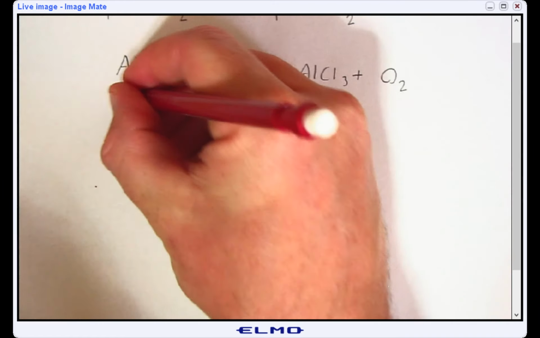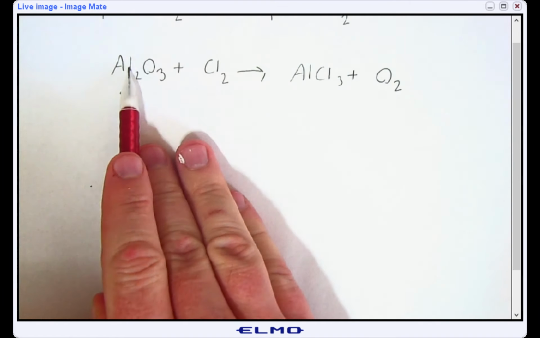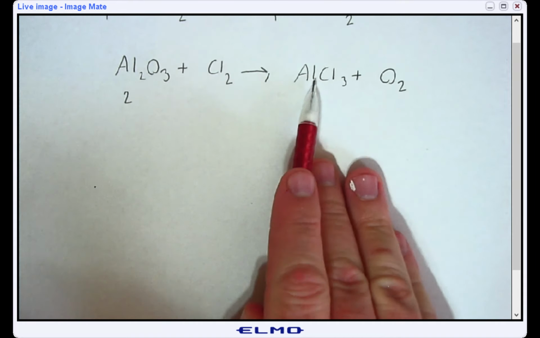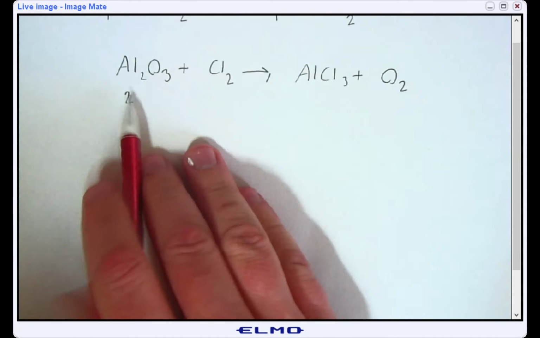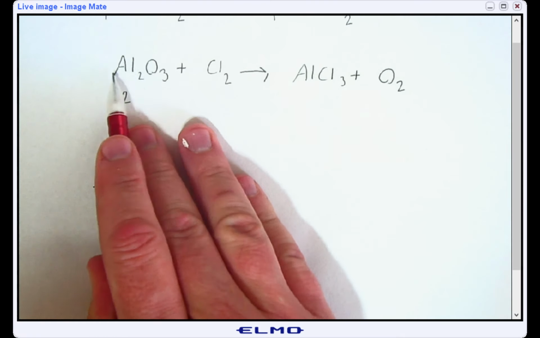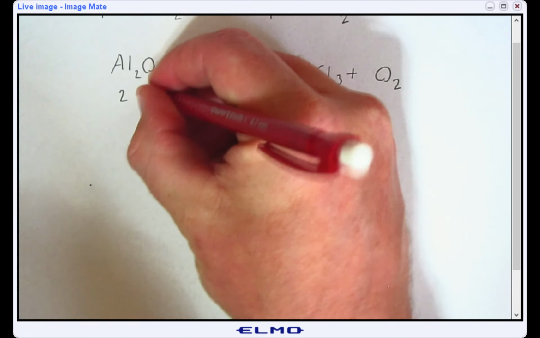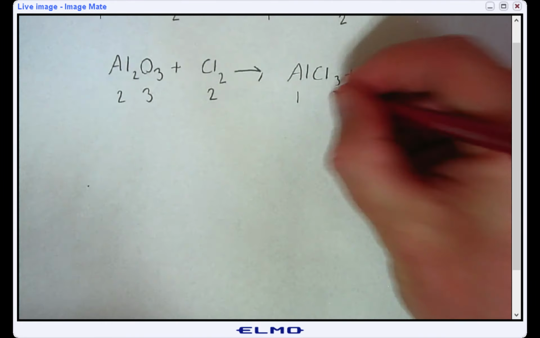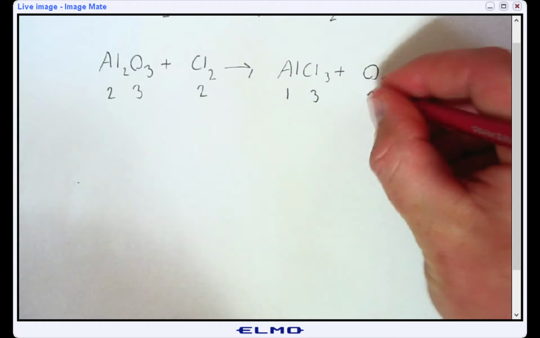Well, I have 2 aluminums. Now, these are L's, okay? These are how I write my lowercase L's. And I know that this is a single element because capital letter, lowercase letter. So uppercase, lowercase. That signifies just one element. So 2 aluminums, 3 oxygens, 2 chlorines, 1 aluminum, 3 chlorines, and 2 oxygens.